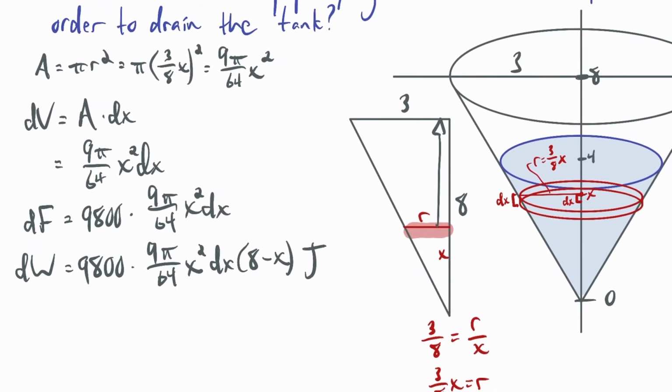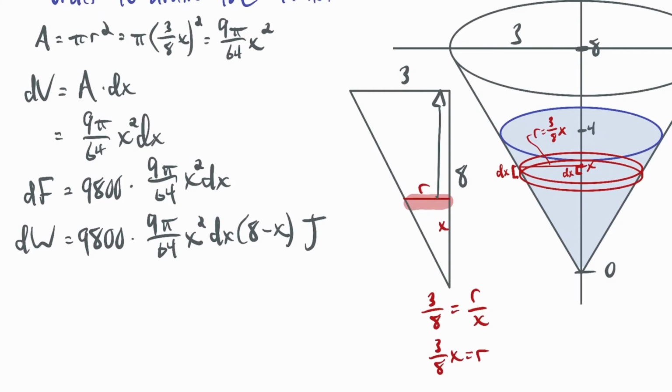So if I want to find the work to move all the water, then I just need to integrate. Where am I integrating from? Well, the water goes from 0 up to 4. So that is the integral that I'll be doing, 0 to 4. So W equals the integral from 0 to 4. I can go ahead and multiply 9,800 with 9 to get, what is that? 8820. 88,200, sorry.